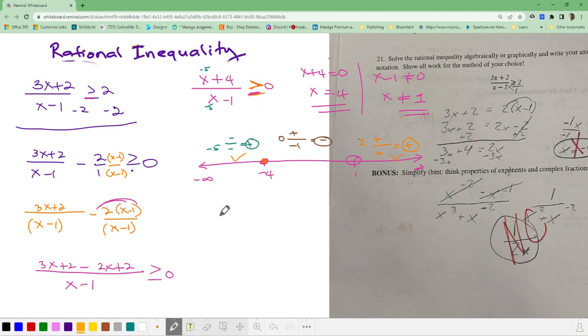So therefore your answer for this will be from negative infinity to negative 4, bracket here, parenthesis here, union 1, open parenthesis because that's an open circle, comma, positive infinity, open parenthesis. So this is the solution to your problem here.